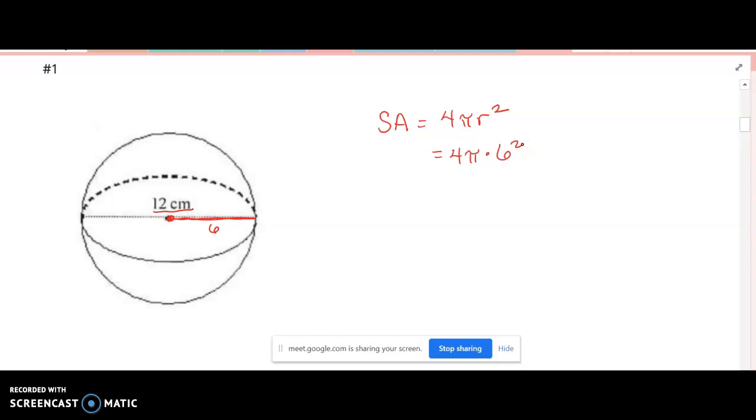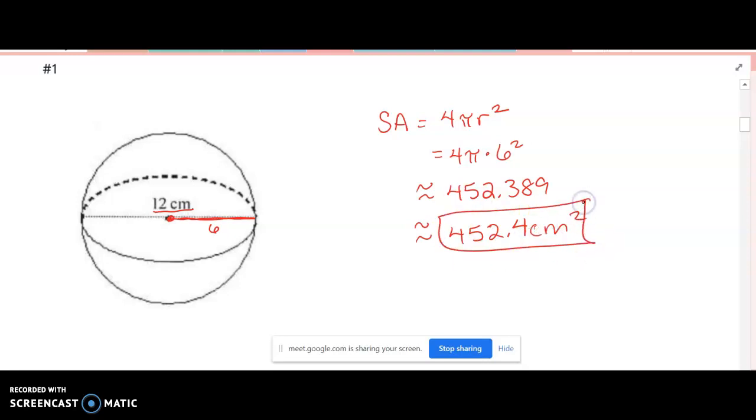Because you could take this to the nearest tenth, I did want you to put the pi button in your calculator. You didn't need to, in other words, leave this in terms of pi. You were just literally entering in your calculator 4 times pi times 6 times 6, and that came out to be 452.389. So to the nearest tenth, 452.4 centimeters squared. And you didn't have to put units on that one. Questions on that one?